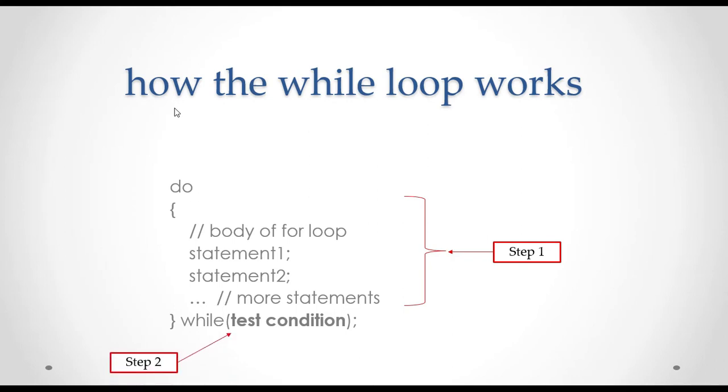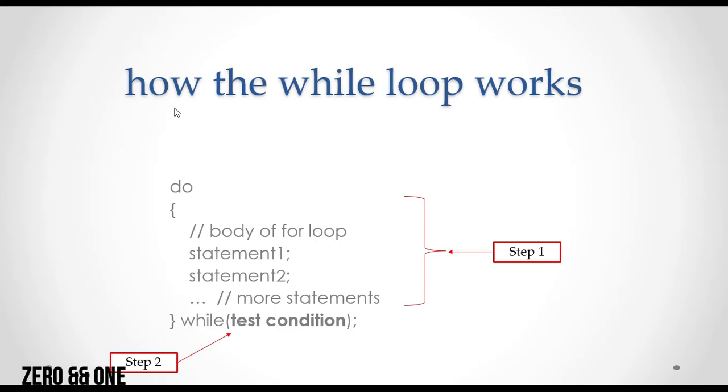What happens here is that regardless of whether the test condition will be true or not, the body will be run first. This means that we are sure that when we use a do while loop, our body will be executed at least once. So when it's run for the first time, the body is executed and then the test condition is evaluated. If the test condition is true, the body is run again. If the test condition is false, the loop is terminated.